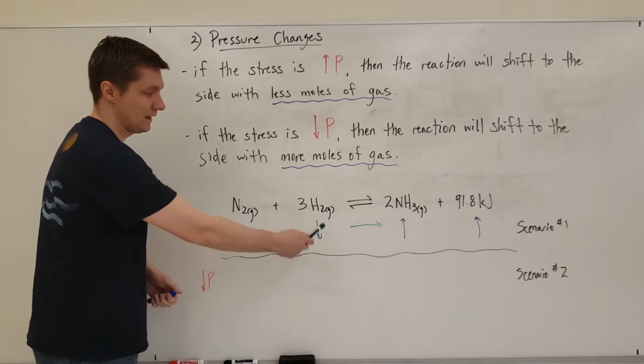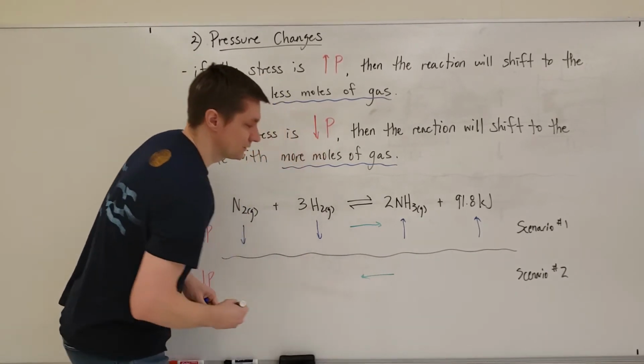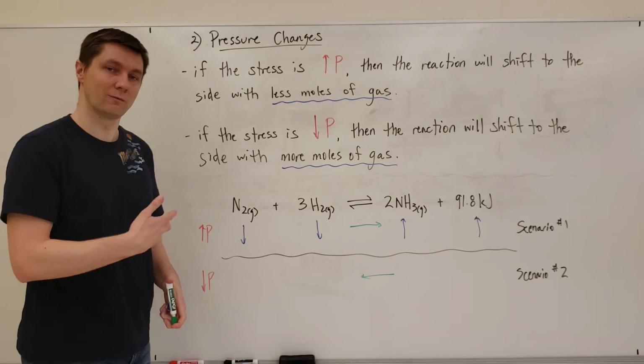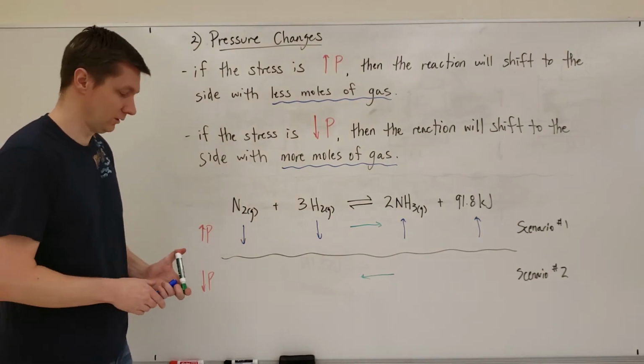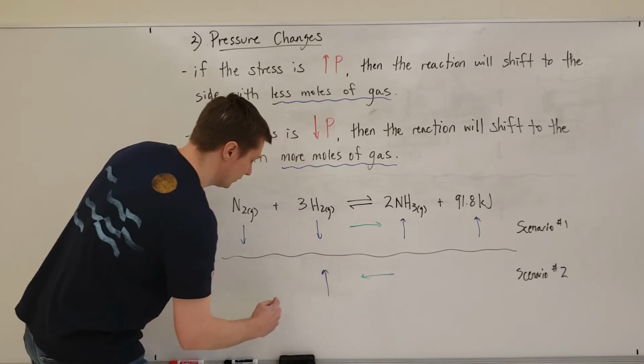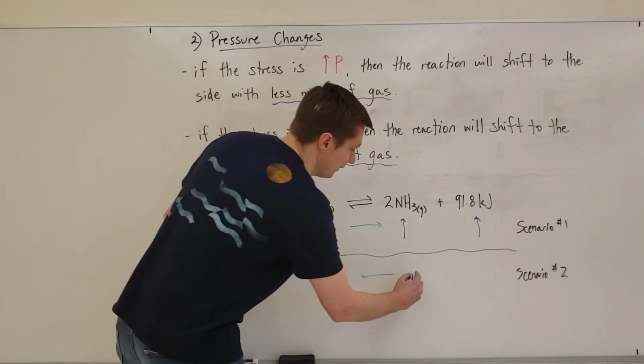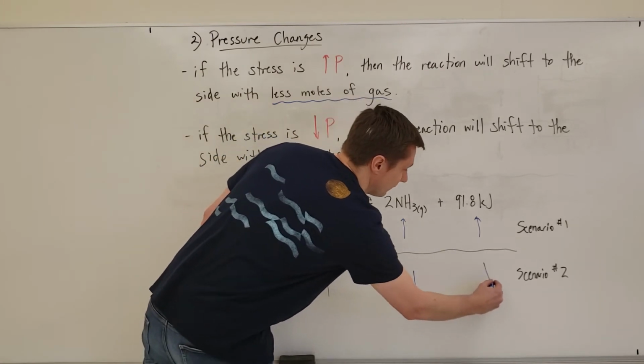Obviously this side has more moles of gas, it's got 4 moles. And so this is going to run in the reverse direction a lot more than it would in the forward. And so then these concentrations would increase, and these ones would go down.